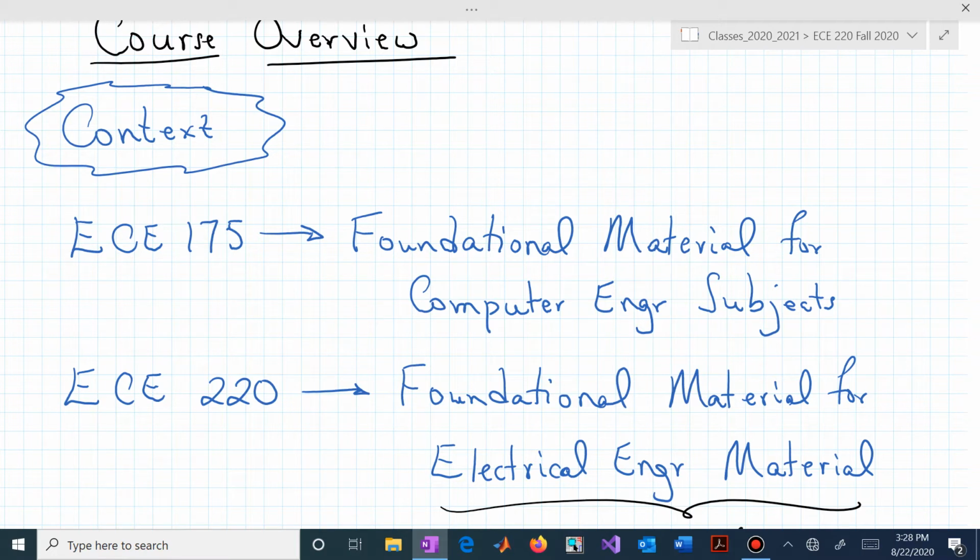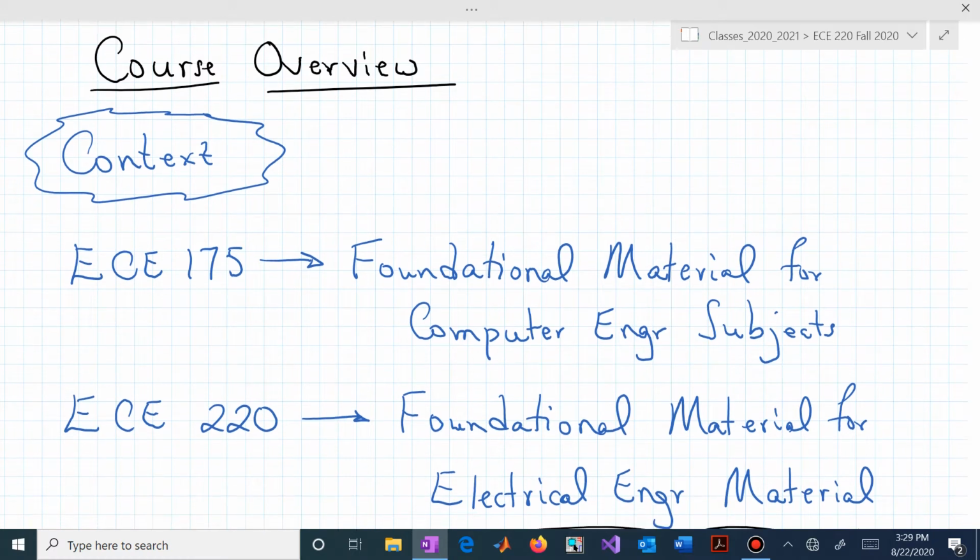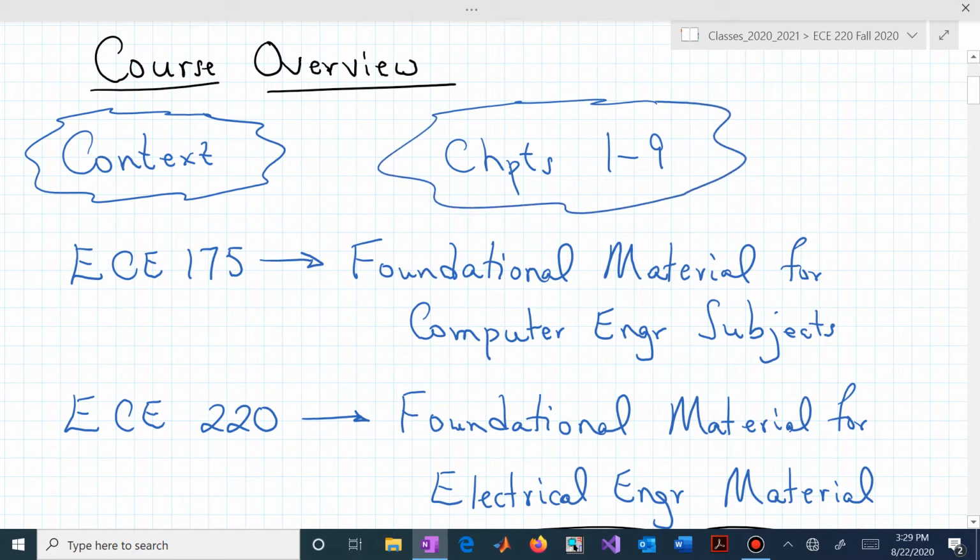ECE 175 is our computer programming class in C, and that provides foundational material for our computer engineering subjects. Likewise, ECE 220, Electric Circuits, provides foundational material for the electrical engineering material. In particular, we are using a textbook by Nielsen and Rydell, and in this class, ECE 220, we will be covering the first 9 chapters in that textbook.